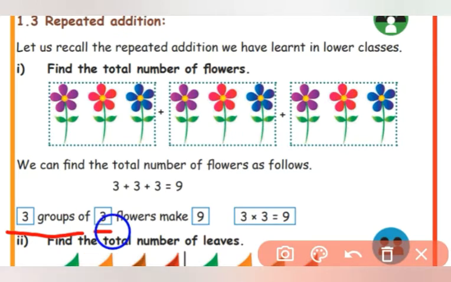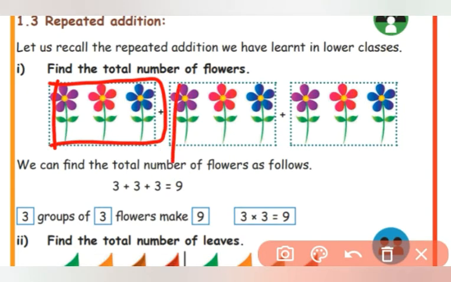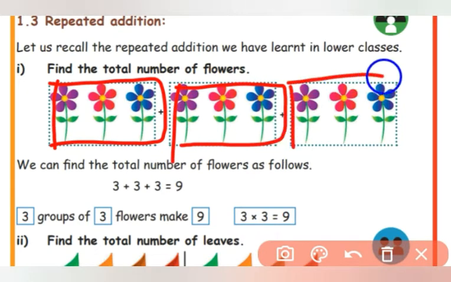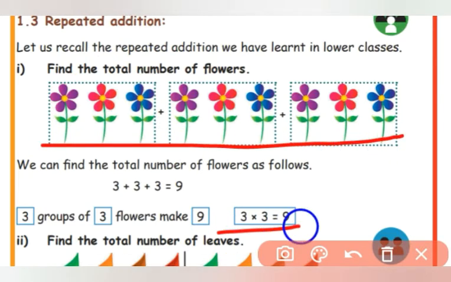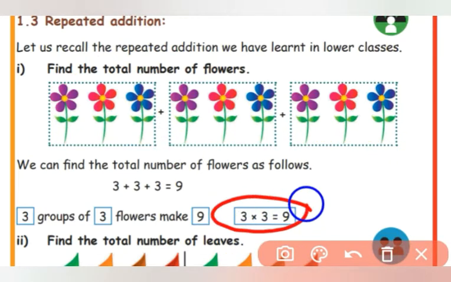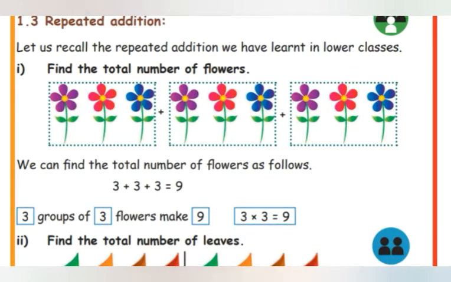3 groups of 3 flowers make 9. See, total number of groups எவ்வளோ 1, 2, 3. The total number of groups is 3. ஒவ்வொரு குரூப்ல எவ்வளோ flowers இருக்கு 1, 2, 3. So, the total number of flowers is 9. So, the multiplication fact is 3 into 3 is equal to 9. So, 3 groups, each group has 3 flowers. The total number of flowers is 9.